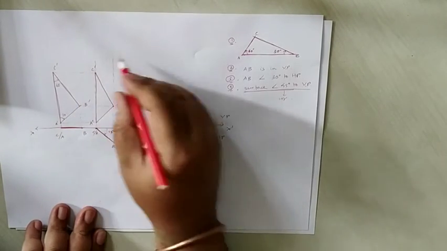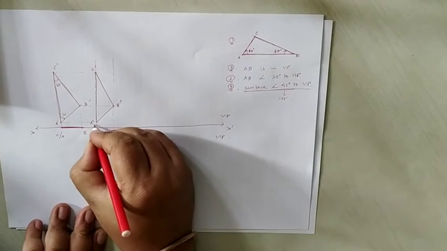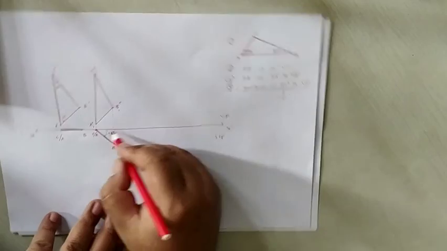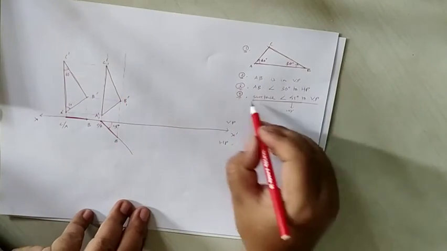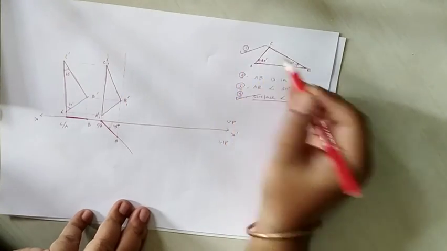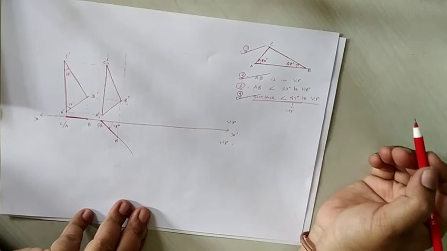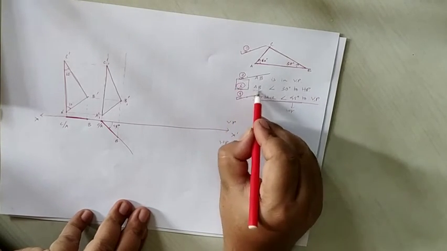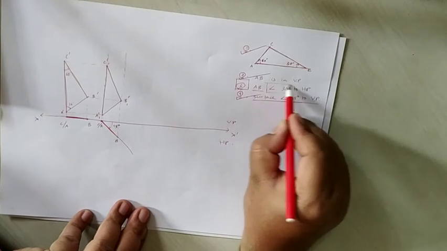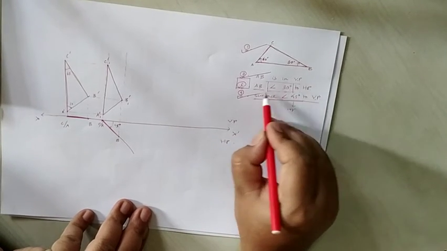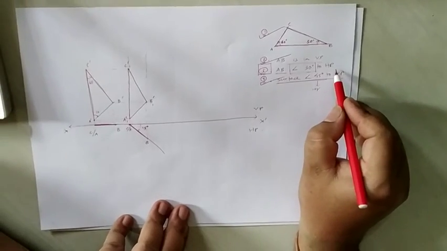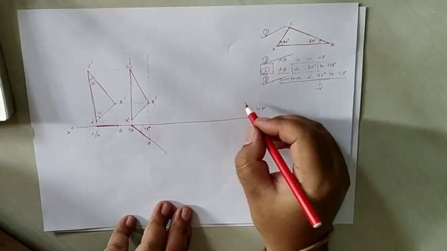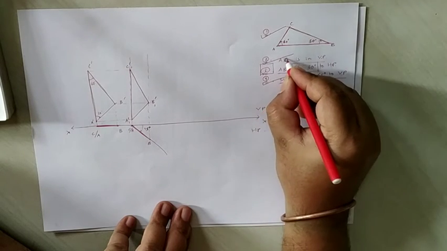Once this is done, we transfer it here. You can name it 1, 1, 1, anything. Once this is done, the surface inclination part is over. Condition 1 is over. Condition 2 is also over. What we are left with is condition 3. That is, one edge of the triangle is making an angle of 30 degree to HP. Now which edge is it? It is this one, AC.